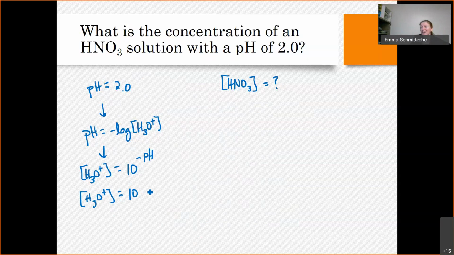So I'll do 10 to the negative 2.0, okay? And what is that? Well, I guess that, I don't even know. But yeah, 10 to the negative 2. We're just doing it straight to the negative 2, not to some crazy decimals. So I guess that makes sense. So we have H3O plus equals 0.01. And really I have 1 decimal in my pH, so I have 1 sig fig in my concentration. And so that's the molarity of H3O plus.